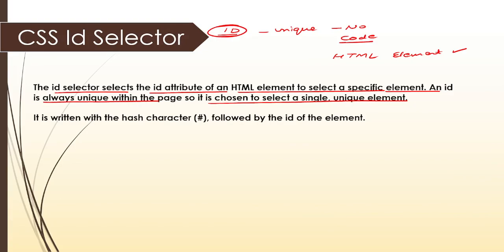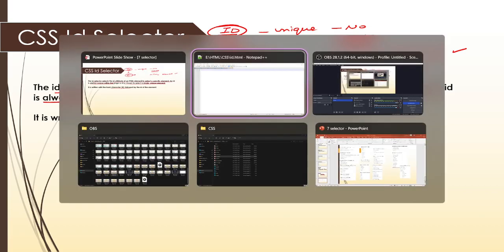One more important point here is that it is written with the hash character. Remember one point, whenever we are talking about the ID selector, that means we are talking about this particular hash character. Without this hash character, our ID selector will not work properly. Note the statement: without this hash character, our ID selector will not work properly. Now I will tell you practically how you can use ID selectors.